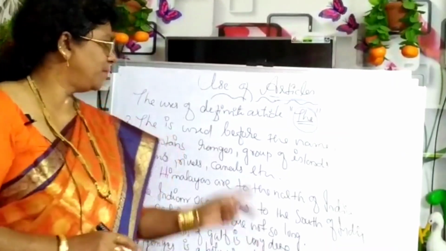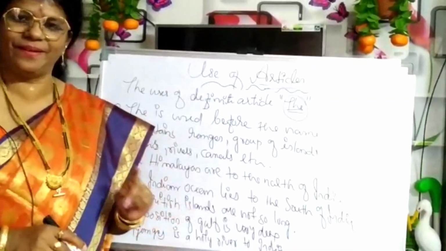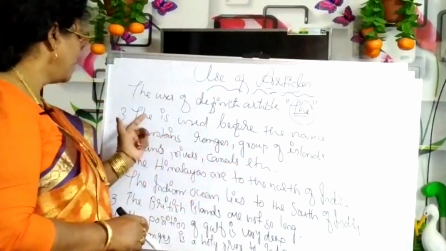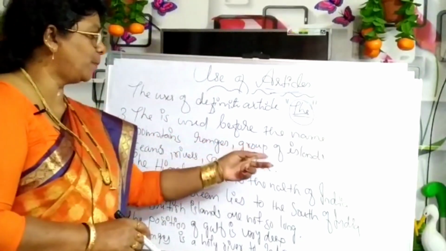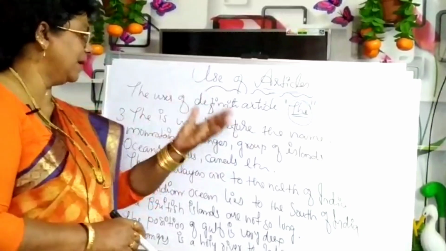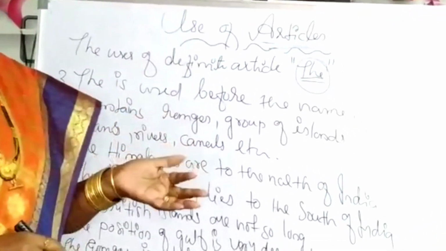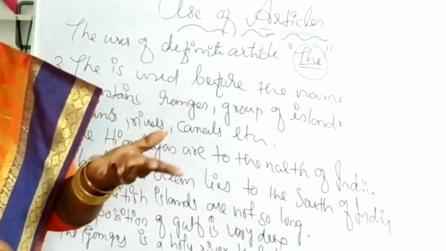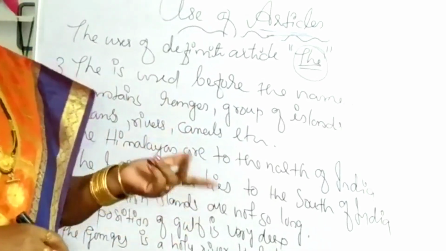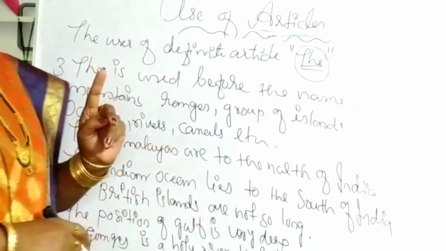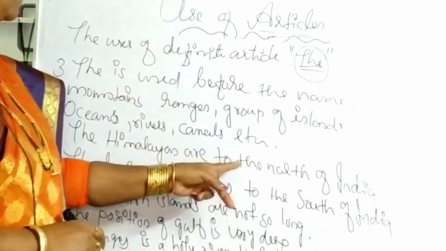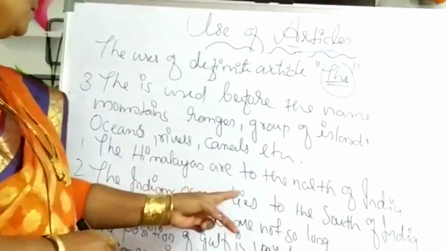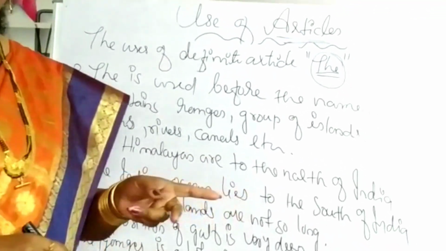Okay, fine. Next rule, third rule. The is used before the names of mountain ranges, group of islands, seas, gulfs, oceans, rivers, canals, etc. Before all this, we can use the. Are you following me? Then, the first example. The Himalayas are to the north of India. The Indian Ocean lies to the south of India.